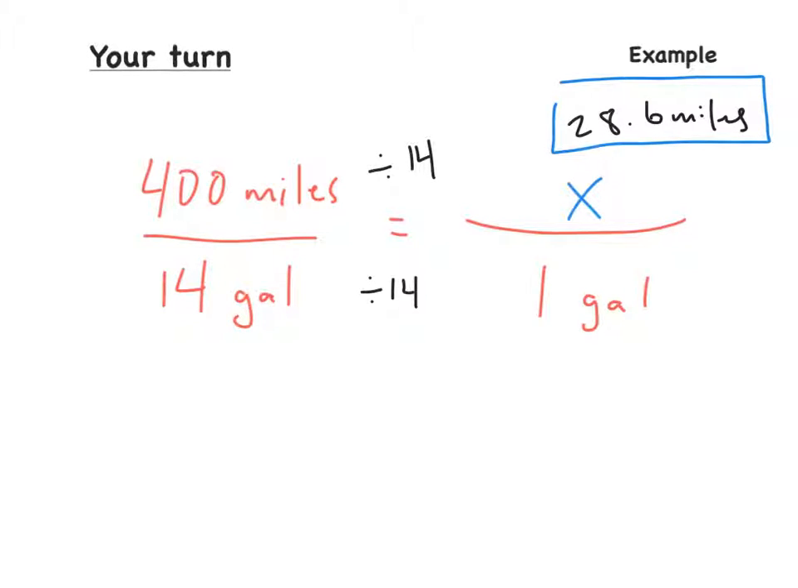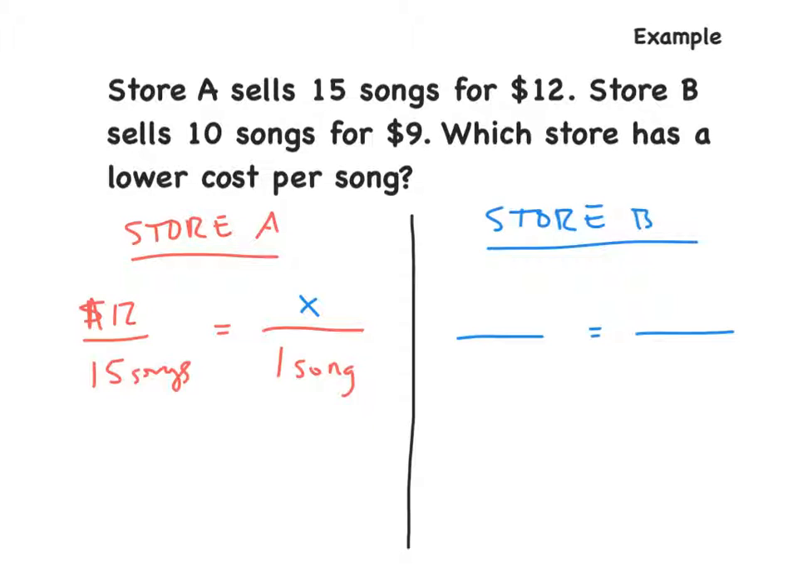Alright, so now we have an online store. We have store A that sells 15 songs for $12, and we have store B that sells 10 songs for $9. I want to know which store I should go to buy songs. Which store has a lower cost per song? I will find the unit rate for store A. You will find the unit rate for store B.